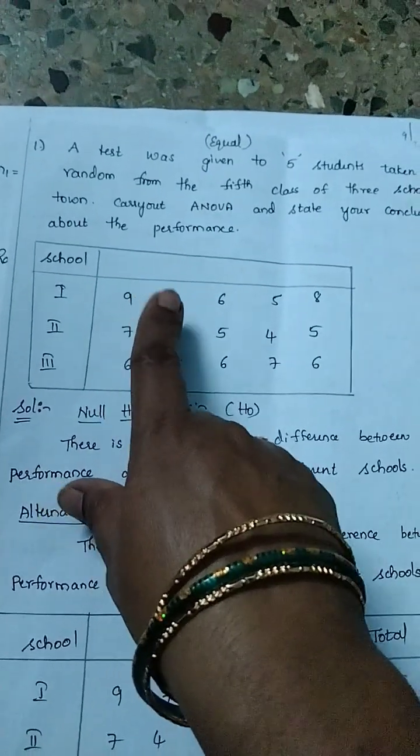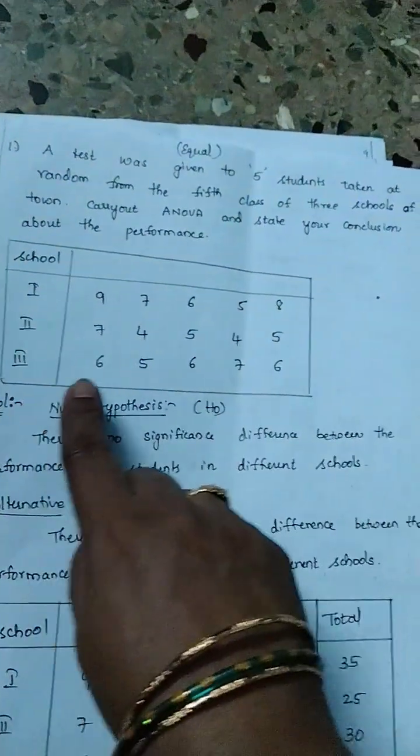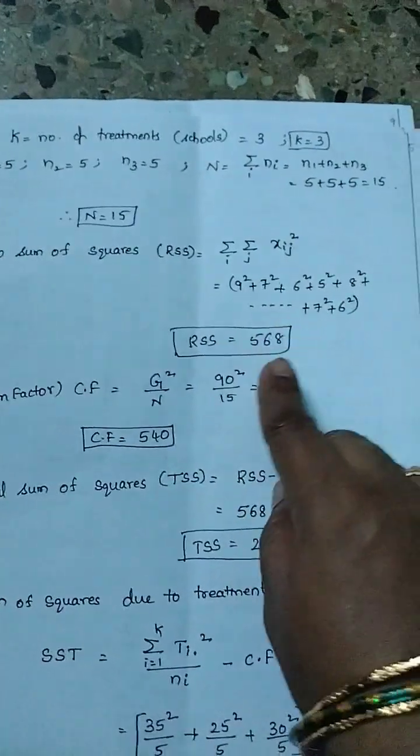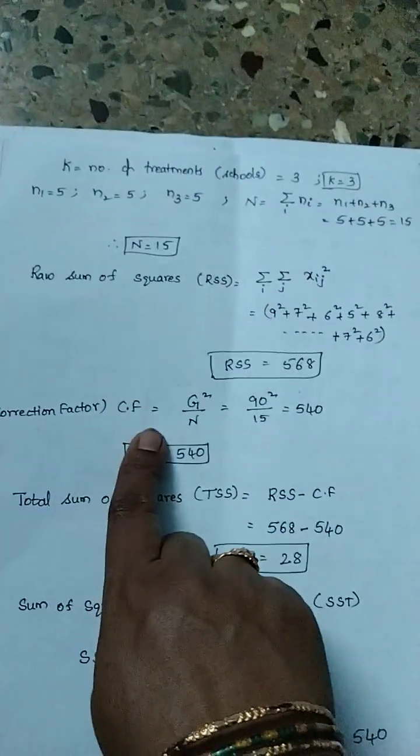That means 9 square plus 7 square plus 6 square plus 5 square plus 8 square, and so on up to 7 square plus 6 square. We are going to get the raw sum of squares. Then what is the value you got? 568. Now the correction factor you are going to find out.